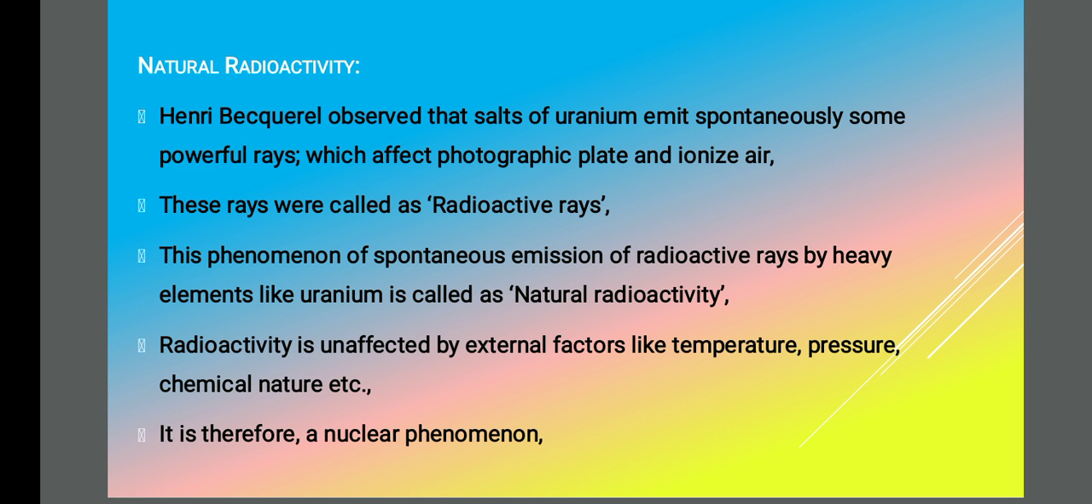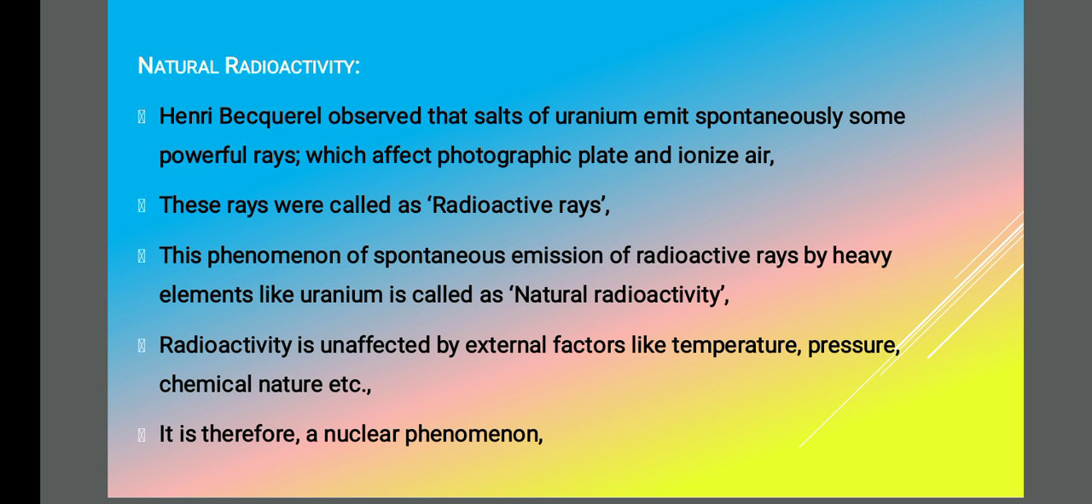So Henri Becquerel observed that salts of uranium spontaneously emit some powerful rays which affect the photographic plate and ionize air. So this was the observation made by Henri Becquerel. What was observed is that salts of uranium were emitting radiation or rays spontaneously, which affects the photographic plate. Also it ionizes air, and these rays are called radioactive rays. And the phenomenon of spontaneous emission of radioactive rays by heavy elements like uranium is called natural radioactivity.